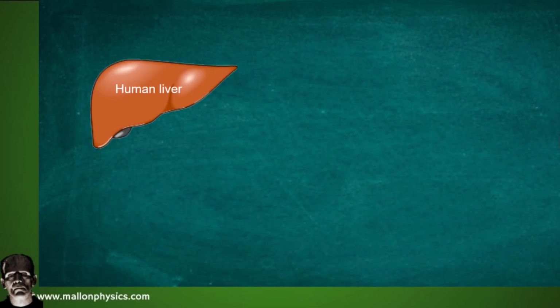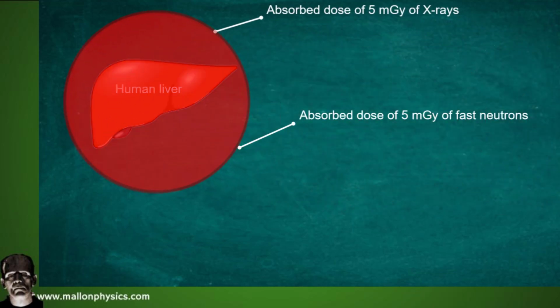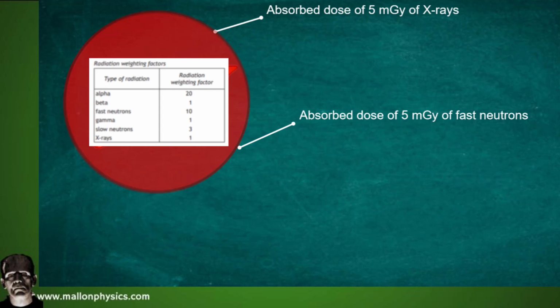Let's imagine we've got a human liver and it receives an absorbed dose of 5 milligrays of fast neutrons, and simultaneously it's also going to receive a dose of 5 milligrays of X-rays. Now our job is to work out the total dose equivalent which that human liver received. So we have to consult our table and carry out our little calculation, and the calculation is as follows. The dose equivalent, which we know is H, is equal to the absorbed dose multiplied by the radiation weighting factor. And we'll do it for the X-rays first of all.